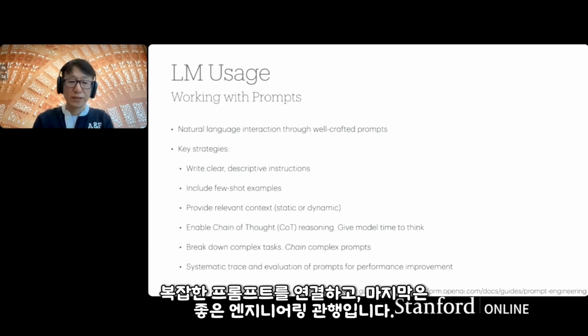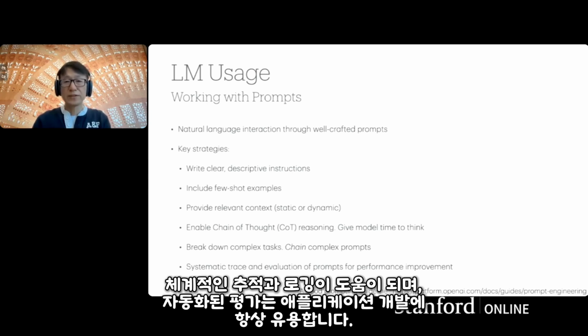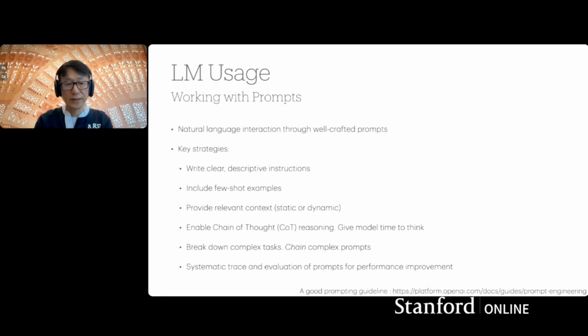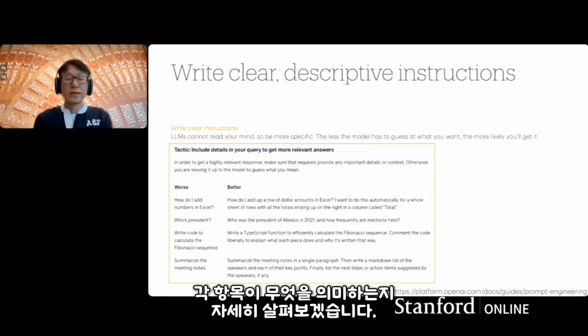And the last one is something that is a good engineering practice: having a good way of systematic tracing and logging will help you. And also automated evaluation is always helpful, essential to develop your progress on your application. So let's take a quick look at each item, what that means, to get more familiar with it.